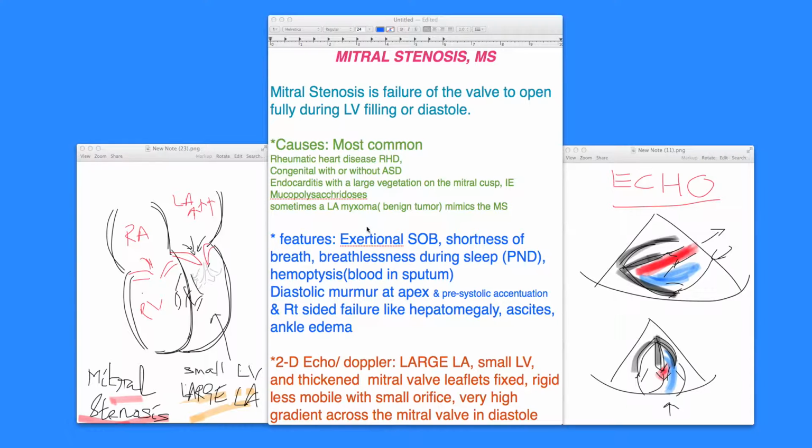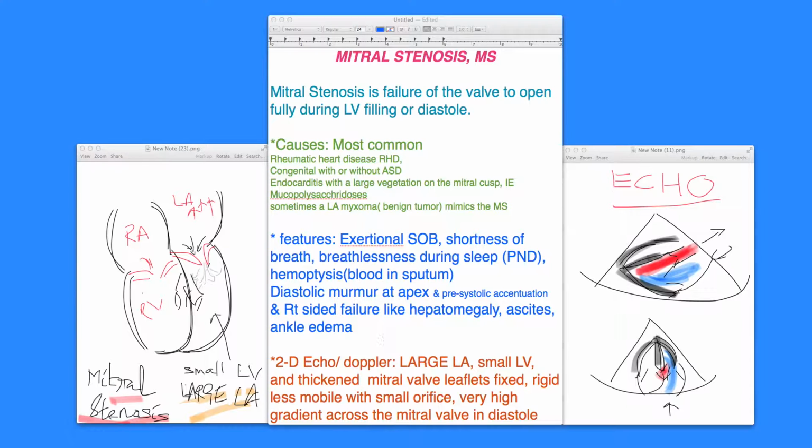So features are exertional shortness of breath. The patient says, I cannot walk beyond 10 blocks. I used to walk 20 blocks, or I'm not able to walk a couple of blocks. I used to walk 5 blocks, or I have to stop each time I go up the stairs. I have to stop in between the steps and things like that.